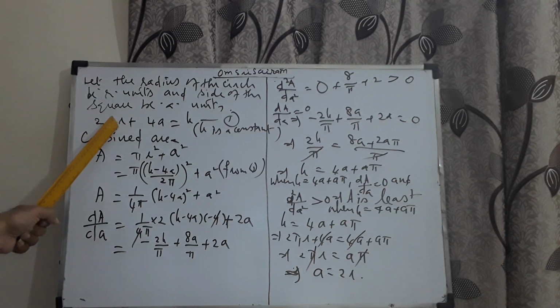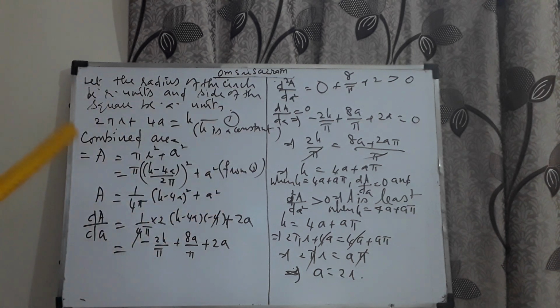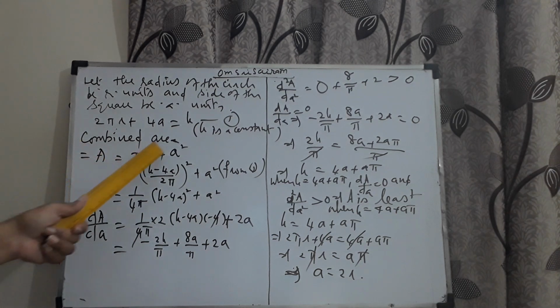Sum of the perimeters: 2 pi r plus 4a is equal to k, where k is a constant given in the question. I'll name it as 1. I'm going to use it further. Combined area, sum of the areas, either way you can write. I use another letter, capital A: pi r square plus a square.